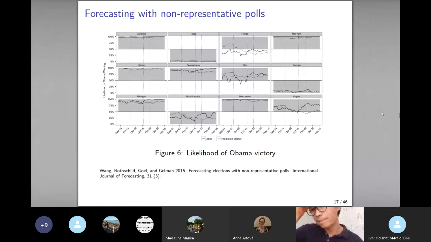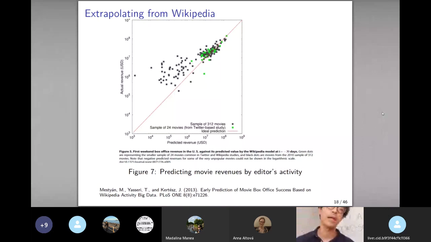Okay, so I mentioned Wikipedia, and this is also one of the optional readings, in which they were trying to predict the revenue of films by looking at the edits of the pages that refer to the films. So the idea was that you can build a model where your main explanatory variable is activity in Wikipedia, and that would help you predict the revenue of a film when released. So they claim to have made quite a good prediction.